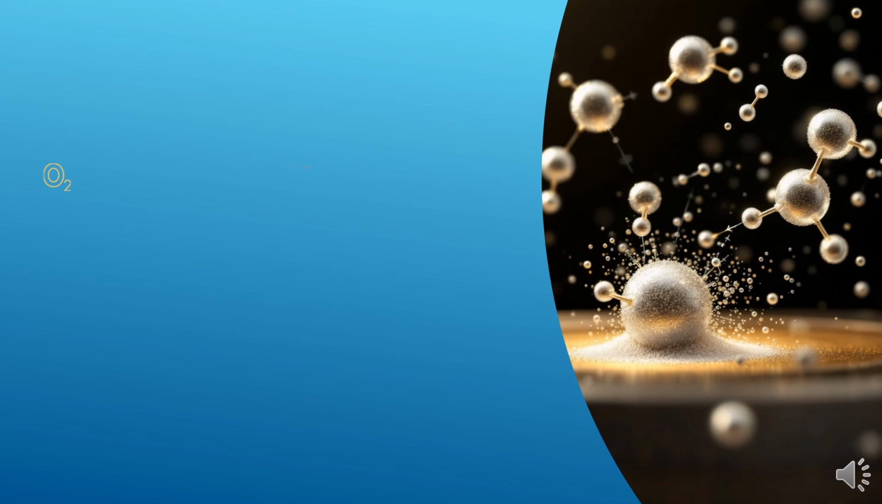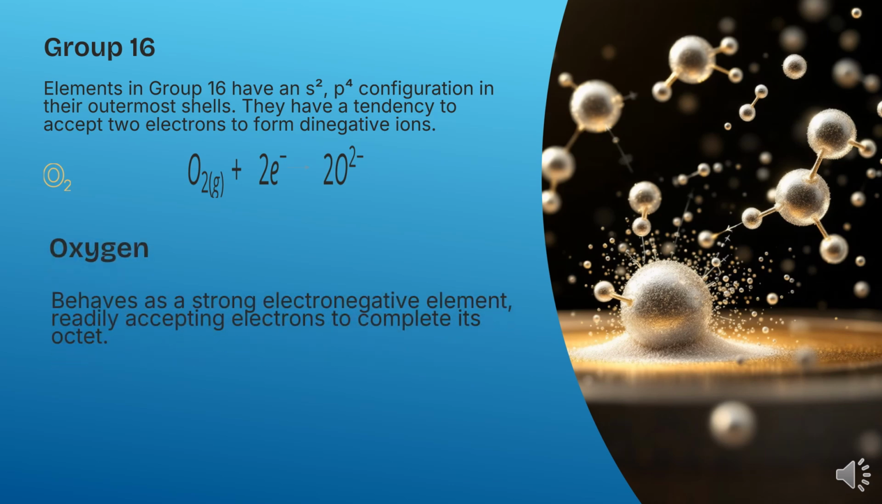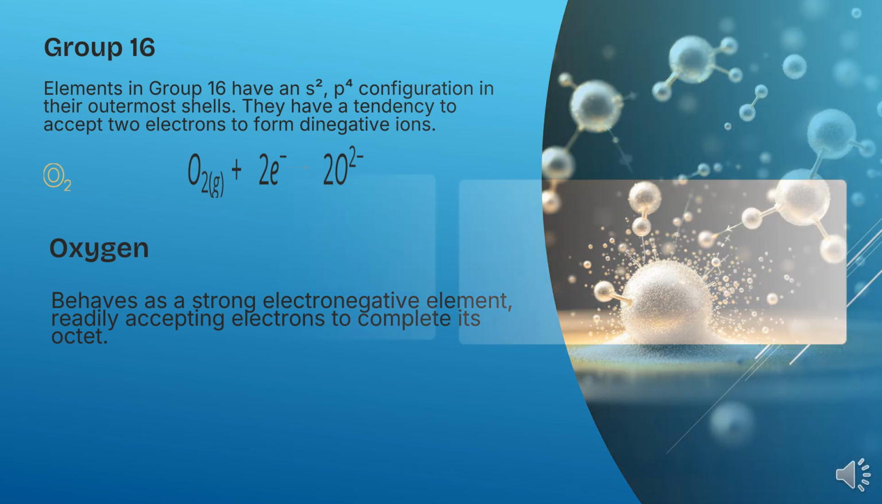Then comes group 16. Elements in group 16 have an s2p4 configuration in their outermost shell. They have a tendency to accept two electrons to form di-negative ions. For example, oxygen. Oxygen behaves as a strong electronegative element, readily accepting electrons to complete its octet.